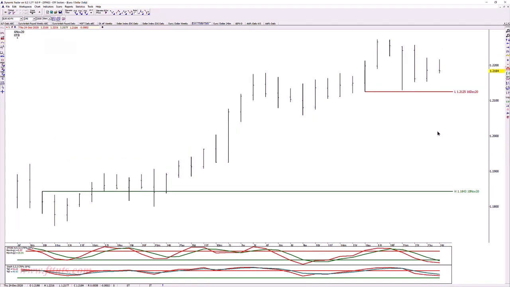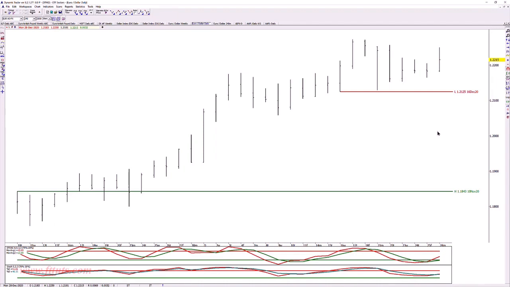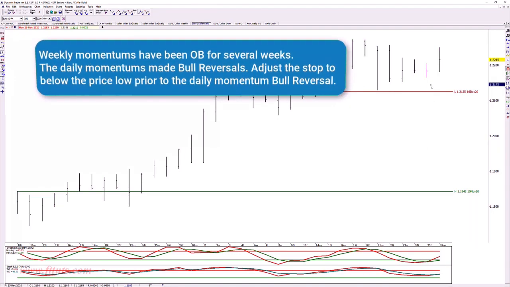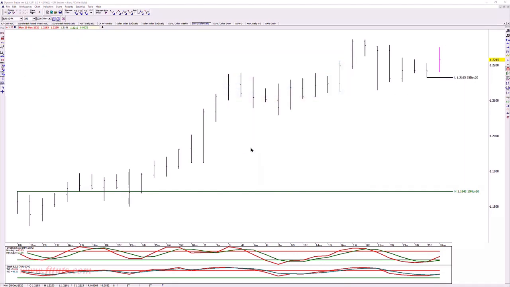Essentially sideways. Inside day of an inside day. And as of the last bar in the chart, our daily momentums have made bull reversals. So that's a reason to adjust the stop, isn't it? Our weekly momentums, we know as of this time, have been overbought for several bars. So we should be near a weekly high just based on the momentum position.